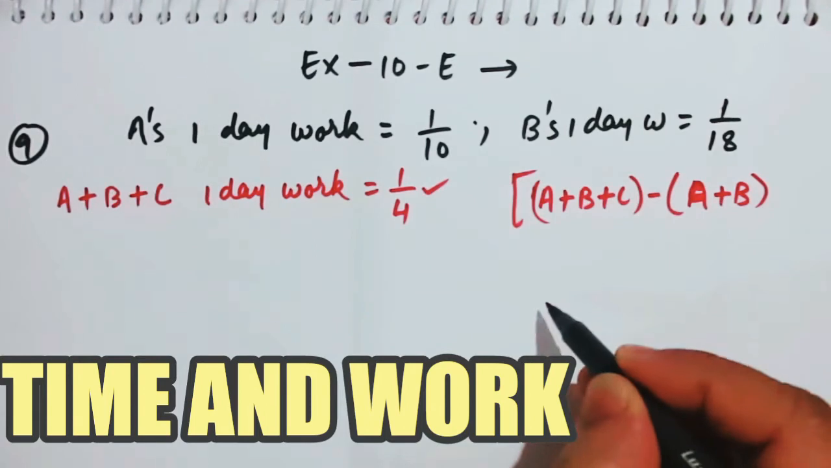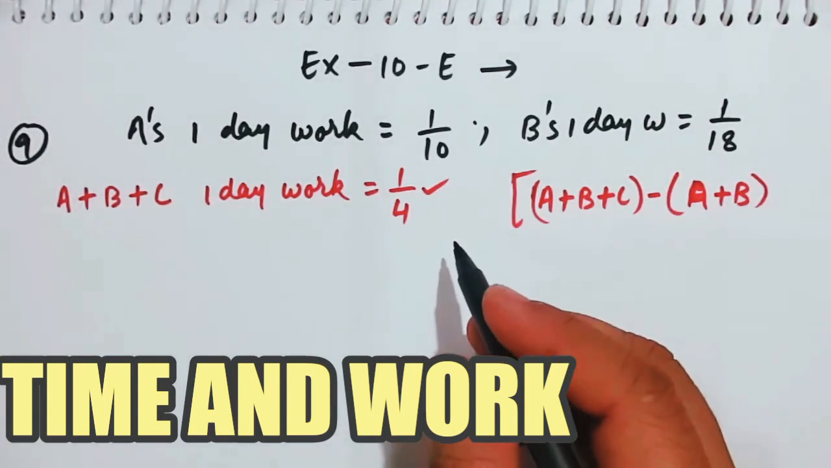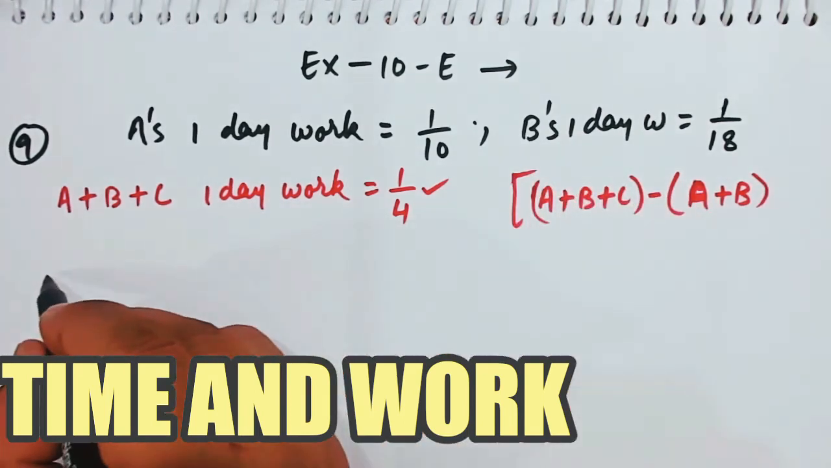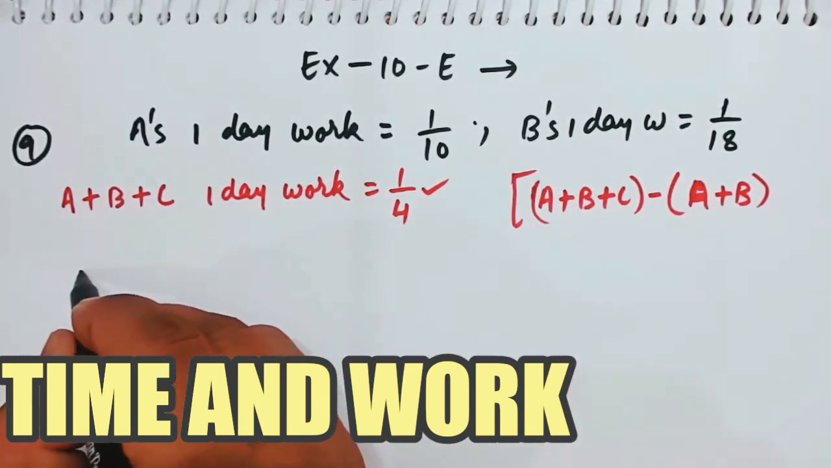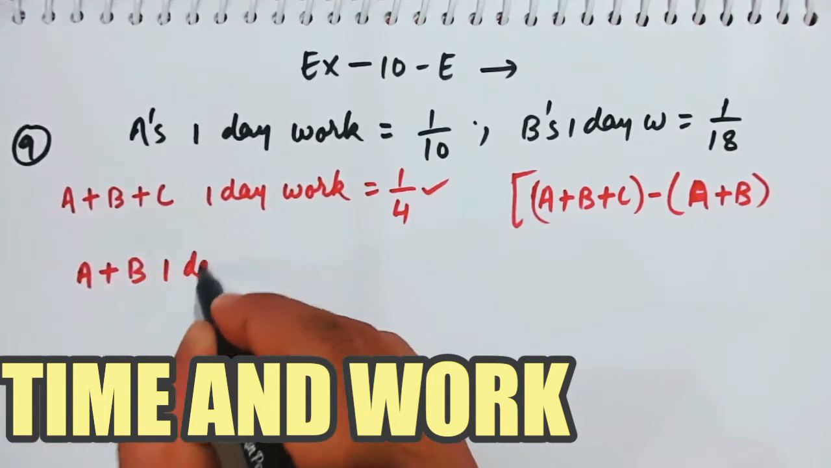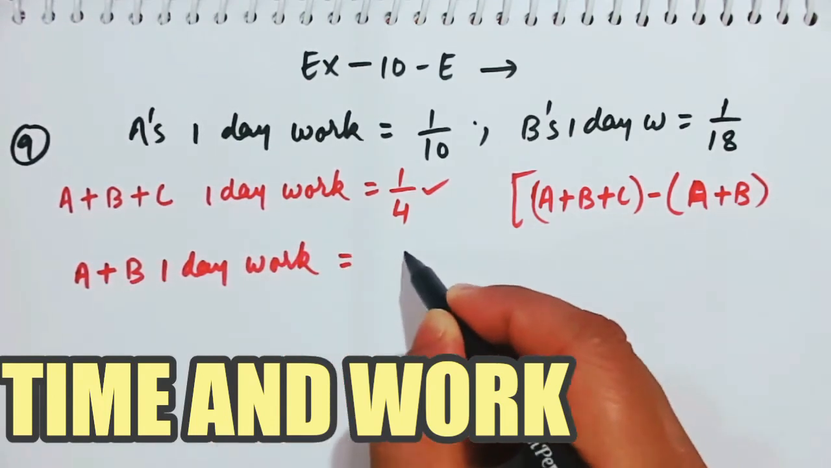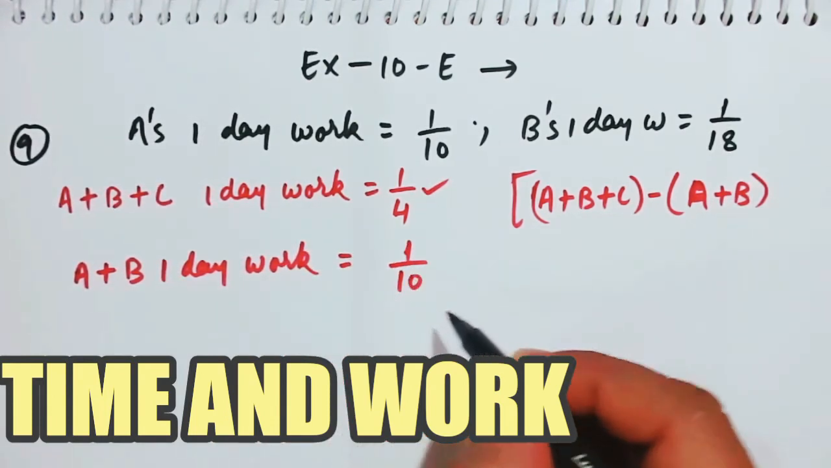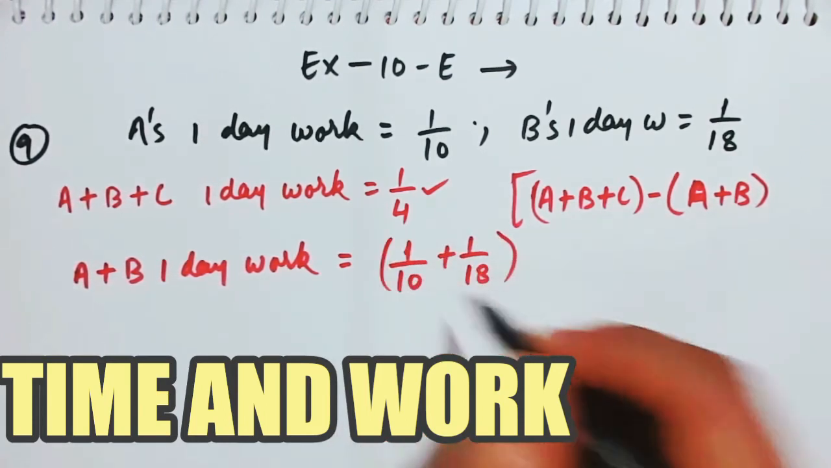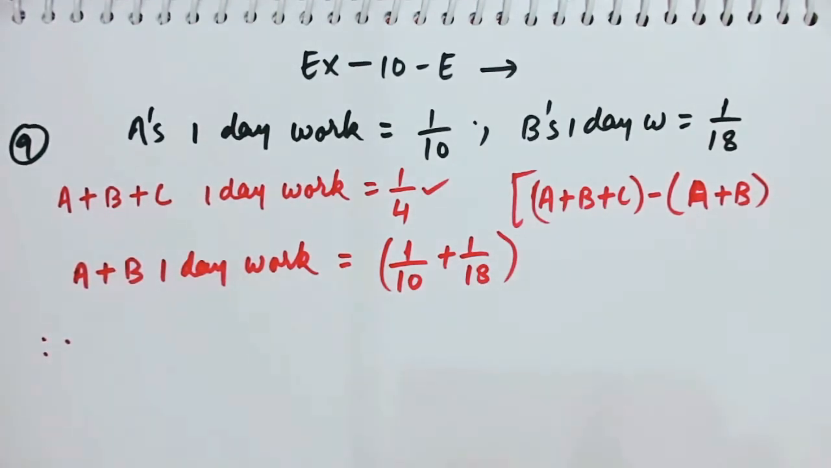So let us find out the 1 day work done when A and B work together. So A plus B, let's find here. A plus B 1 day work will be equal to how much? Will be equal to 1 by 10 plus 1 by 18. Fine. Therefore, you can directly find out the value of C.